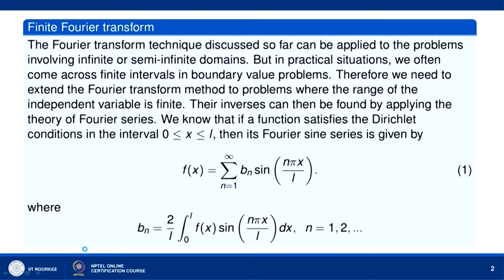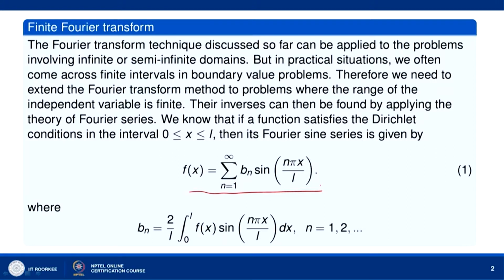We know that if a function satisfies the Dirichlet conditions in the interval 0 ≤ x ≤ L, then its Fourier sine series is given by f(x) = Σ (n=1 to ∞) b_n sin(nπx/L). Let us recall the half range expansions.